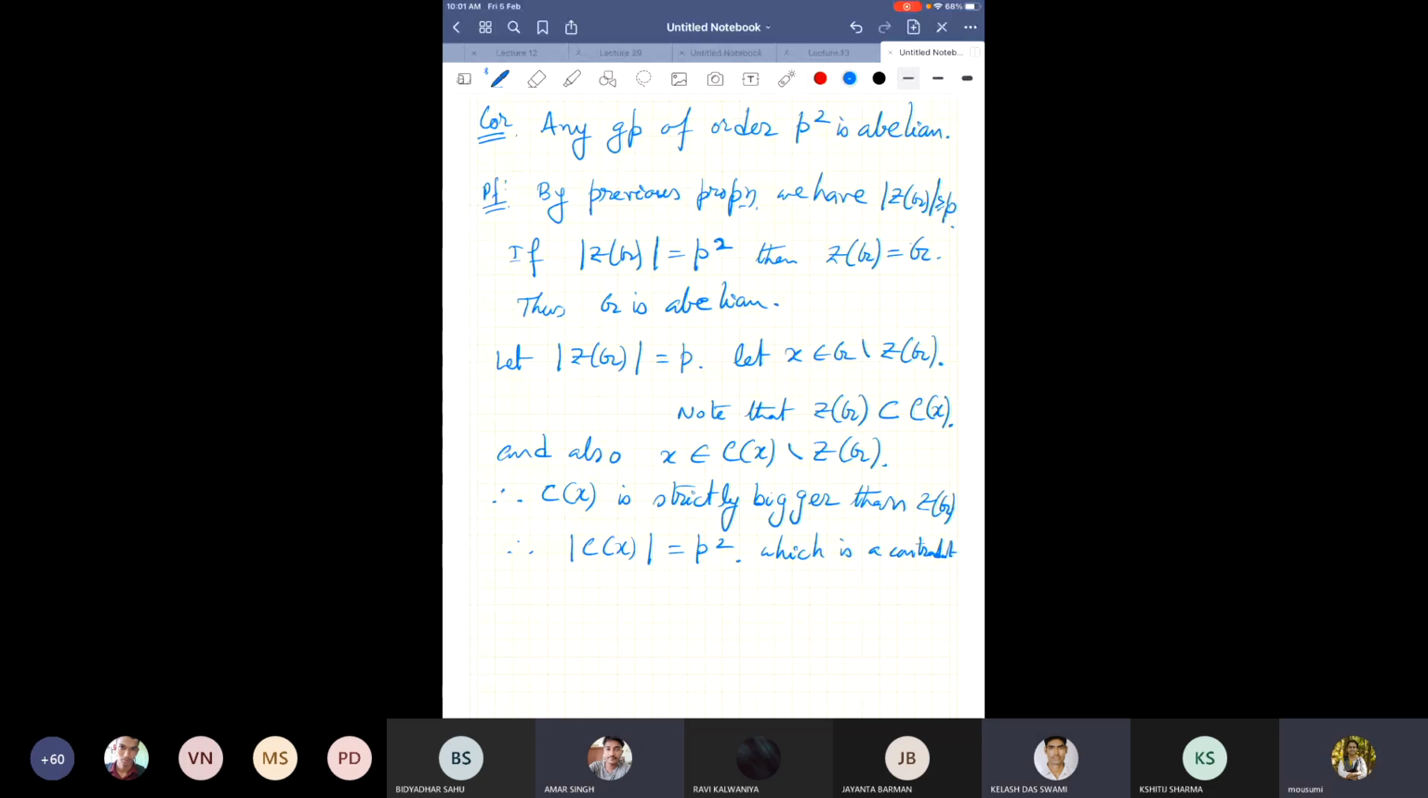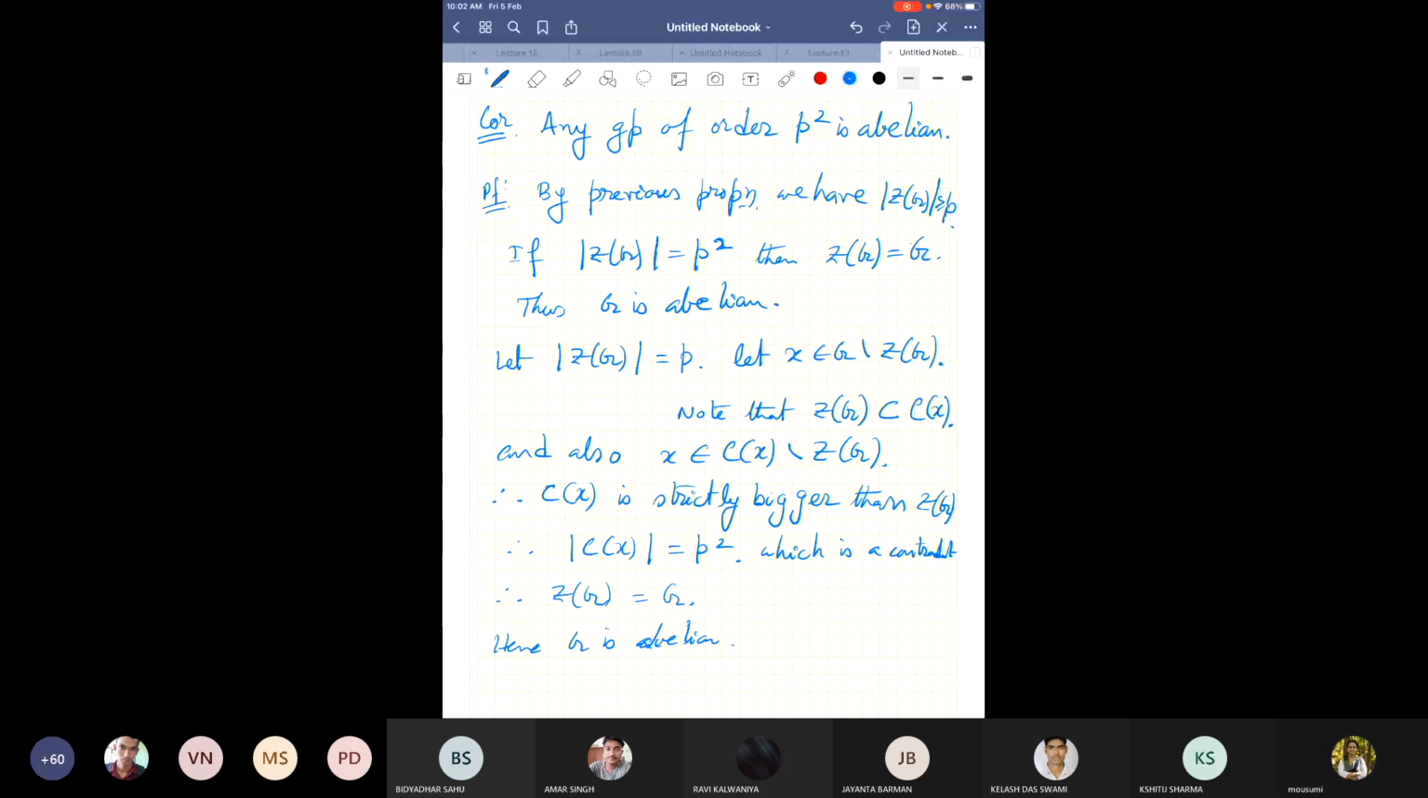Centralizer is also a subgroup, yes, that you can prove. So which is a contradiction. Therefore, the contradiction arrived because I have chosen that the cardinality of the center is equal to P. That means this should not happen. That means I should have that the center of G is equal to G. Hence, G is abelian.